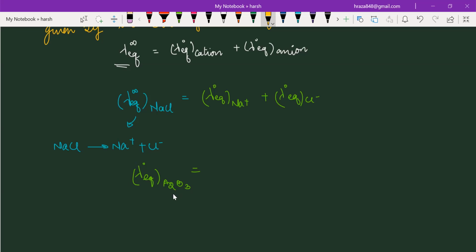Are you done with this? Can you write this A2B3? First of all, you need to break this down in your mind, dissociate it. Whatever is here is the cation according to IUPAC, and this is the anion. Are you getting my point?